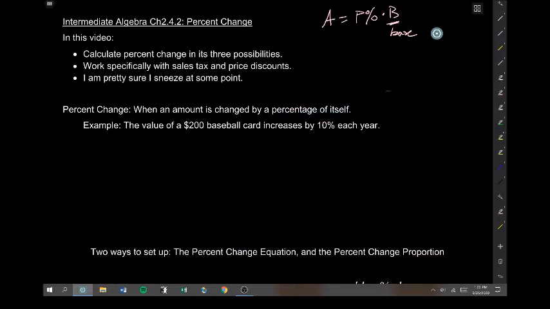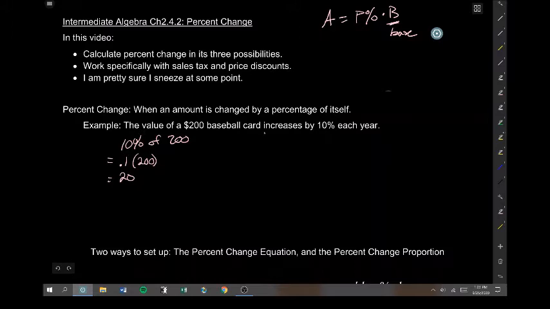Let's do a pretty simple example here. The value of a $200 baseball card increases by 10% each year. Well, in most cases, 10% growth is extremely high, actually. Let's look at how this works. I first want to find 10% of 200. 10% of 200 is found by doing 0.1 times 200, which we should be able to know is 20.